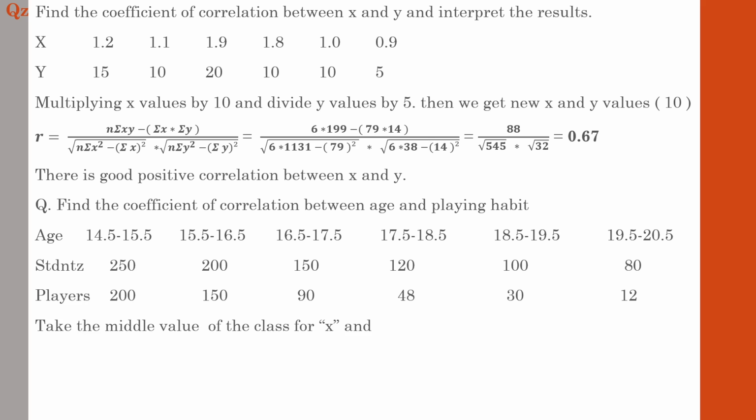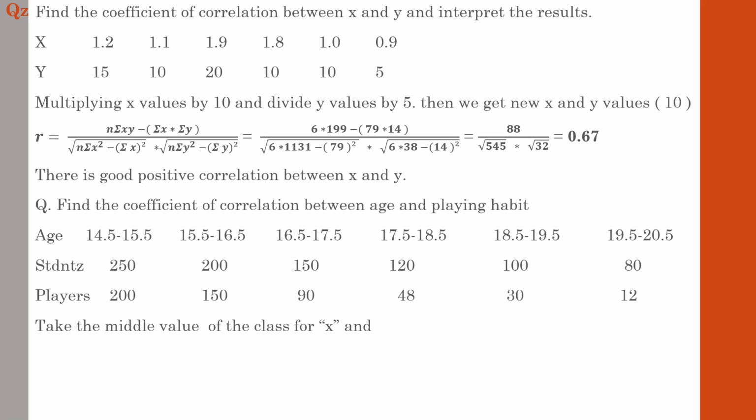And regarding y, that is the trickiest part. In the question you are asked to study the relationship between age and playing habit. Age we have solved, and regarding playing habit, in the first one, out of the age group of 14.5 to 15.5, total number of students are 250, and out of 250 there will be 200 playing students or player students. So how we are going to identify the playing habit?